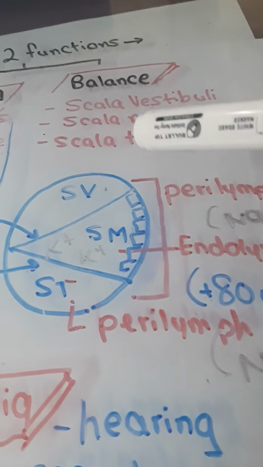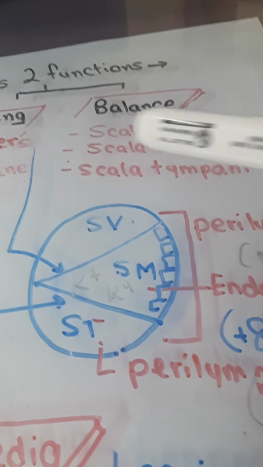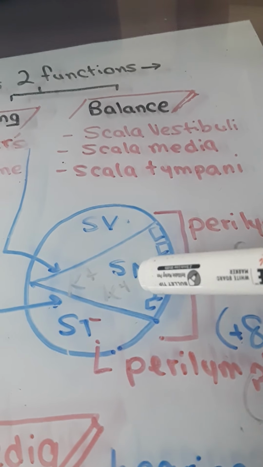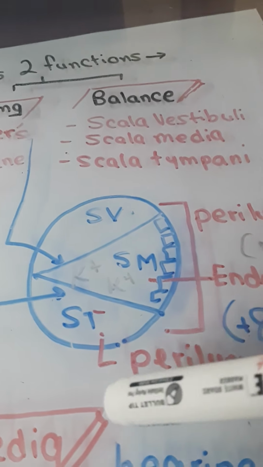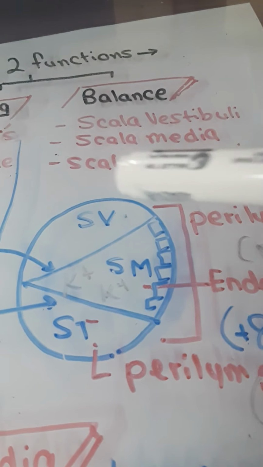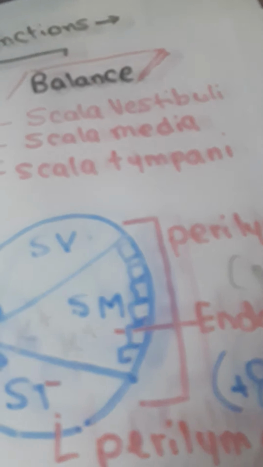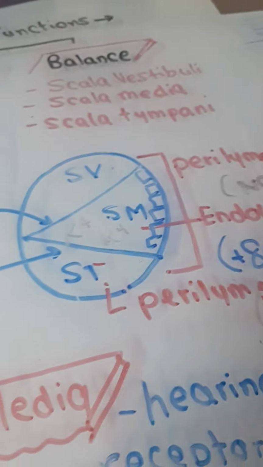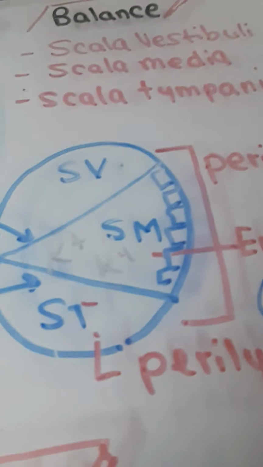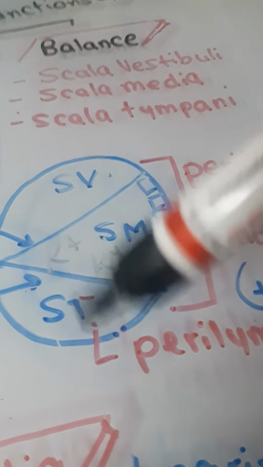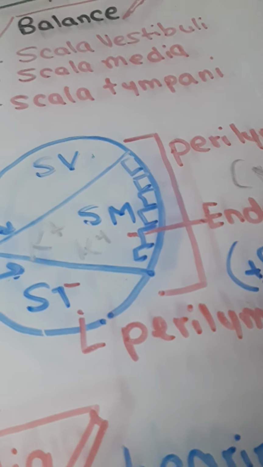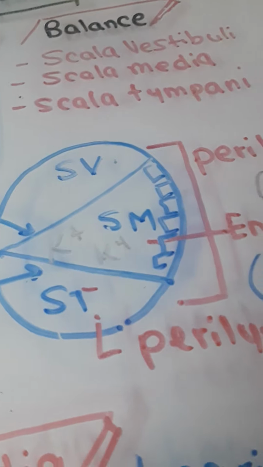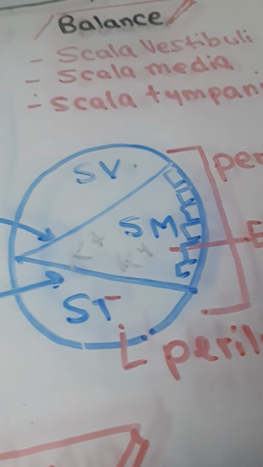Scala media has got your hearing receptors. This is the membrane which secretes your endolymph. This is scala vestibuli, media, tympani, VMT. This is a mnemonic which I'm giving you, very minute things, because you always get confused which one is where. So the sequence from top to bottom, very minute things, that is vestibuli, media, tympani.